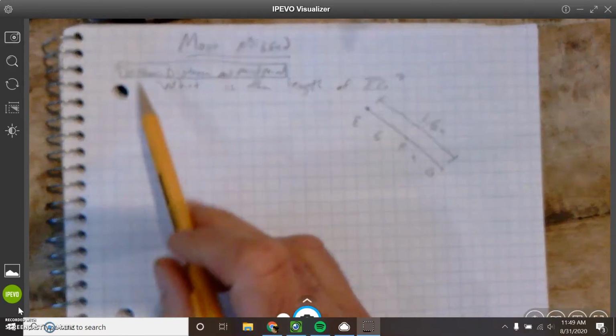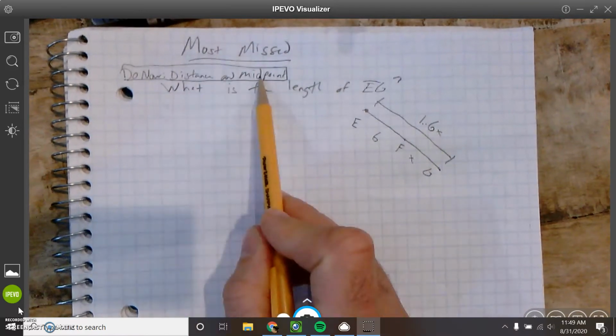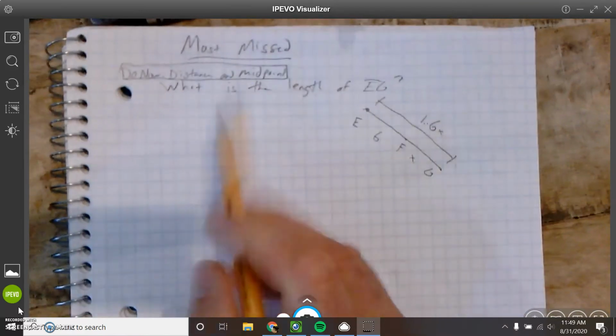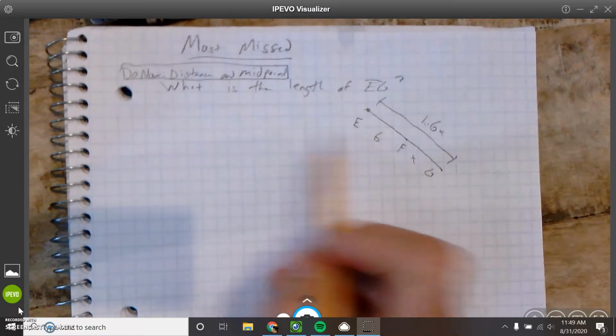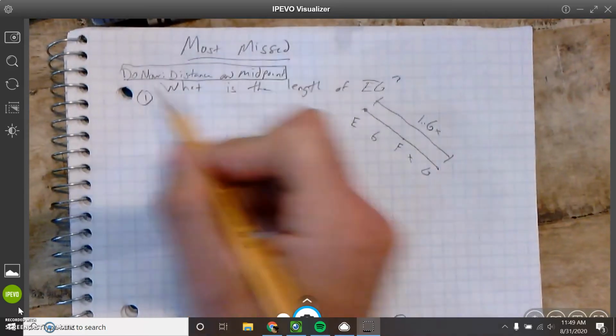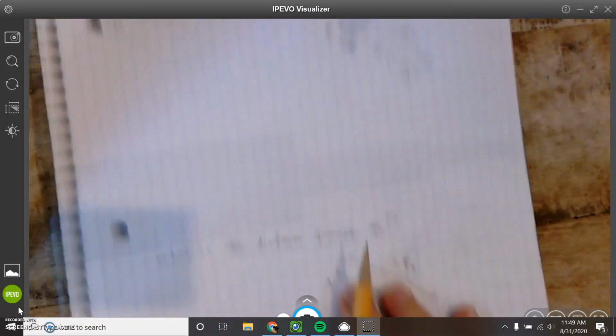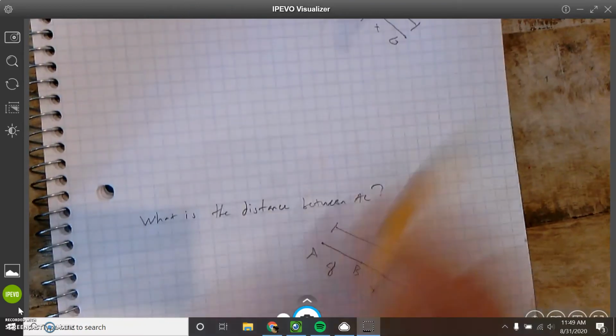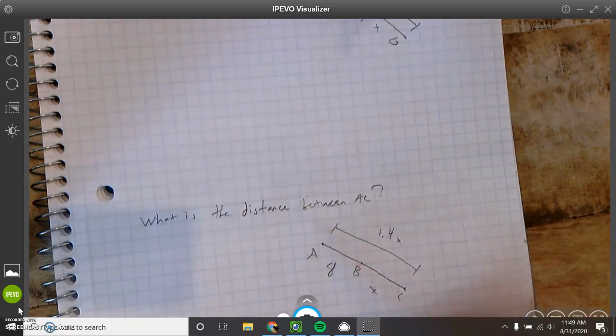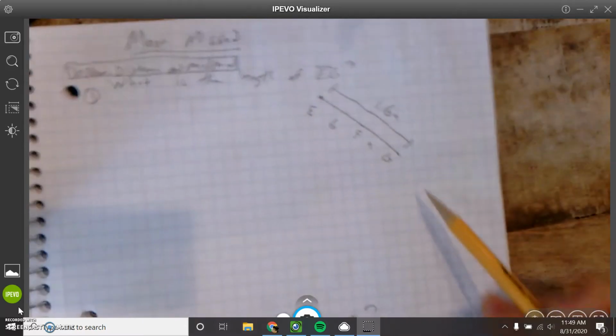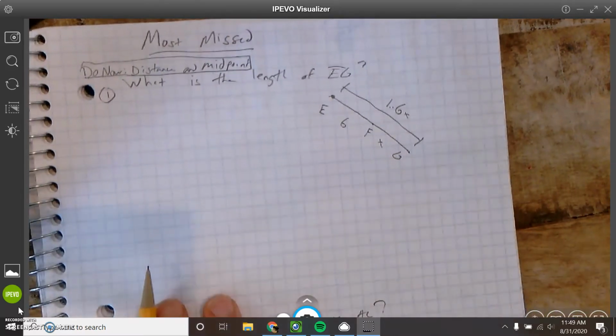So, this is one from the do now on distance and midpoint. Way back when we did that lesson, this was number one. And if you got this one right, that's great because we're going to practice a little bit more. So I got a problem just like it. Make sure you pay attention because your job is to get this one right. I'm going to go over this one, which is the same one that was on that do now.